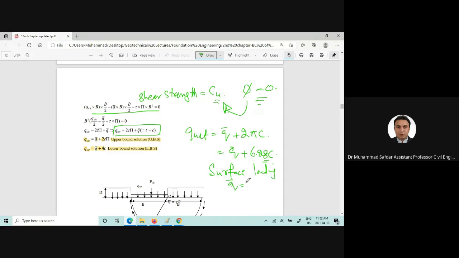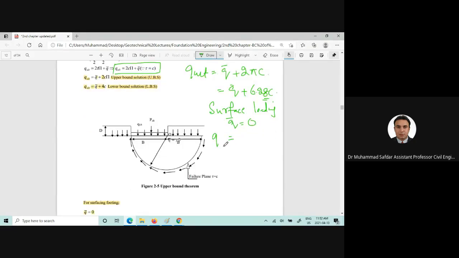q bar will be equal to 0. So the q ultimate will be equal to 6.28 c. So just to revisit, this is the upper bound solution, and here is the lower bound solution, and the true failure load will occur in between these two solutions. So it's just an estimate.